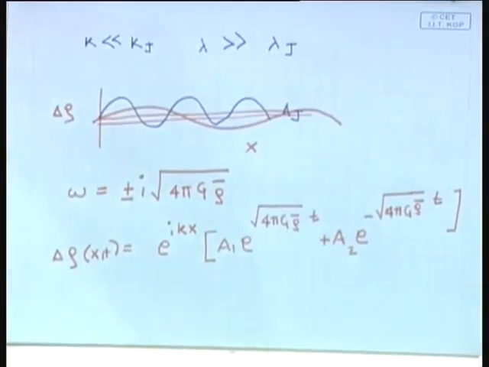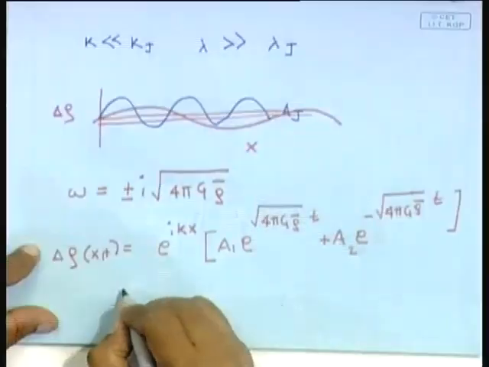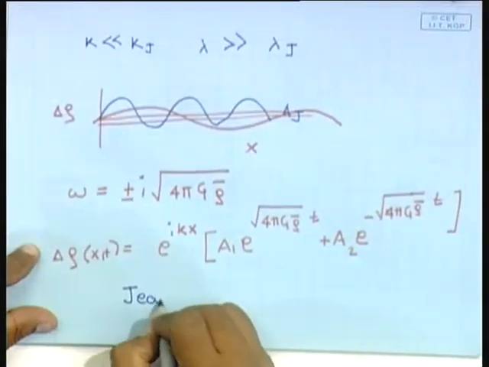So if you put a perturbation, the amplitude of that perturbation can be broken up into two parts, one which will decay away, the other will increase exponentially with time. And this is what is called an instability. So you have a small perturbation, if its amplitude grows, this is what is called an instability, and this is called the Jeans instability.